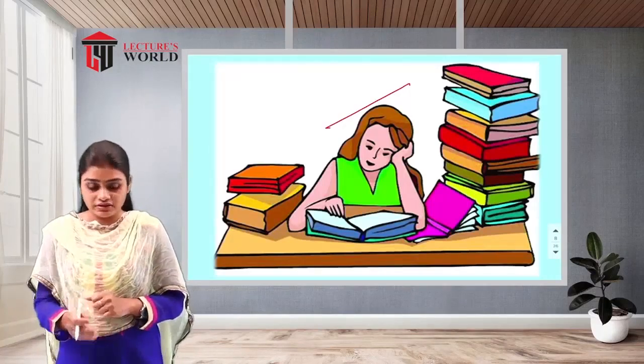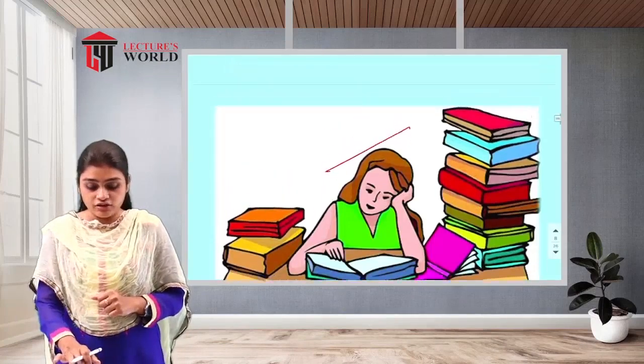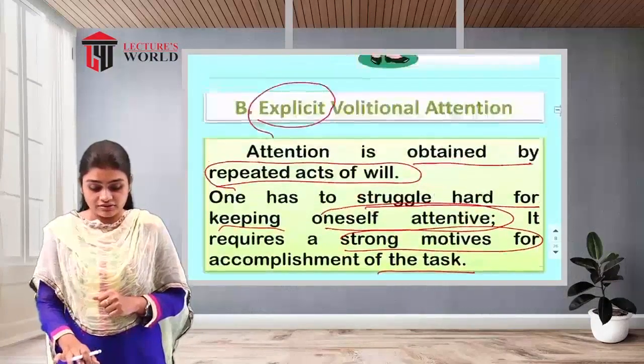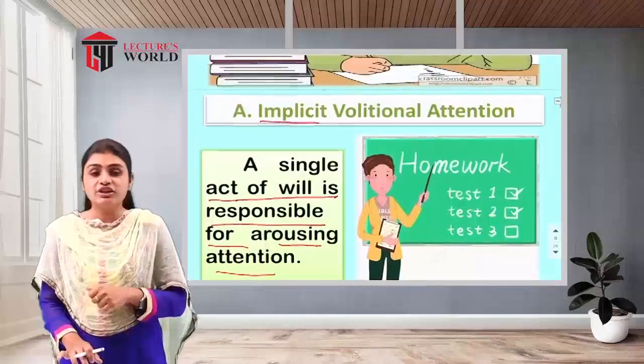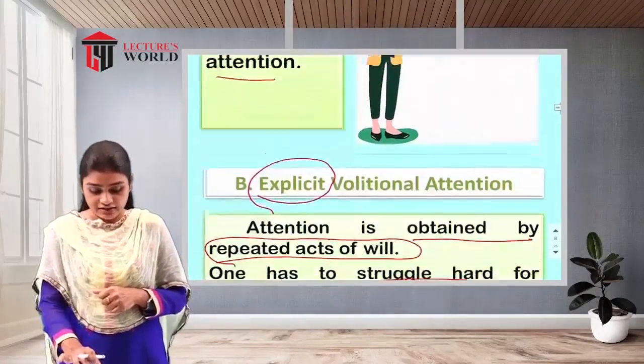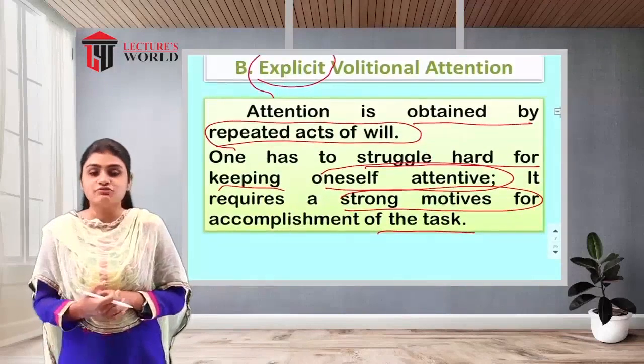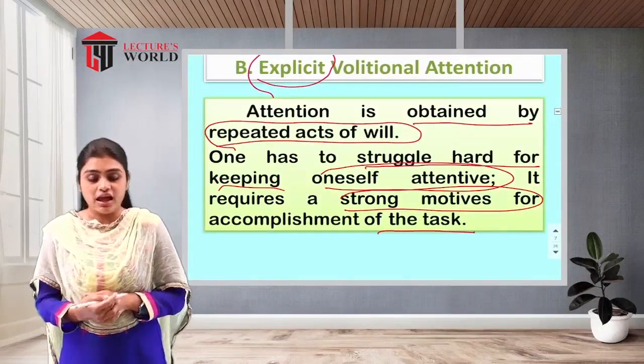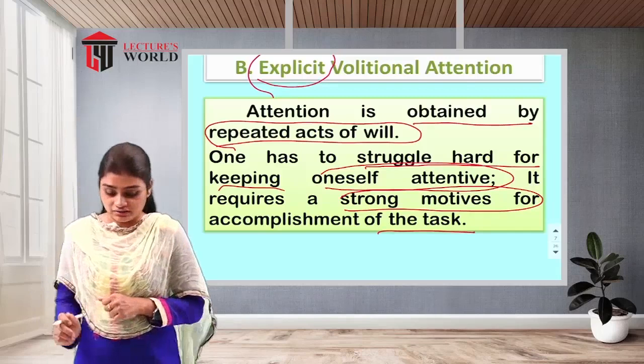So here we have these two types in voluntary attention. The first is implicit volitional attention, or voluntary attention, and the second one is explicit volitional attention.